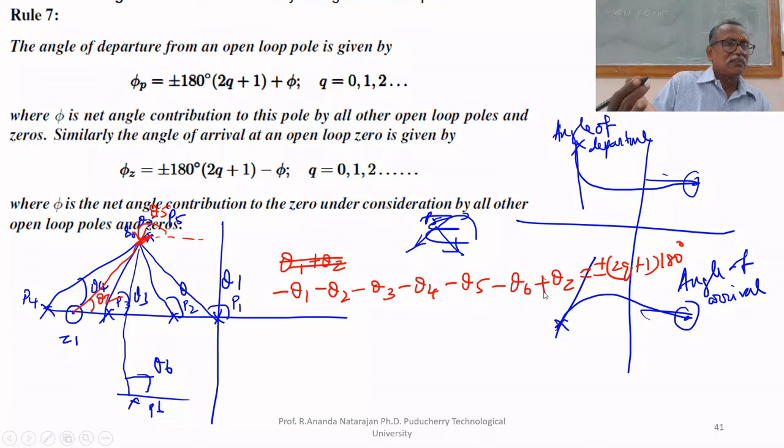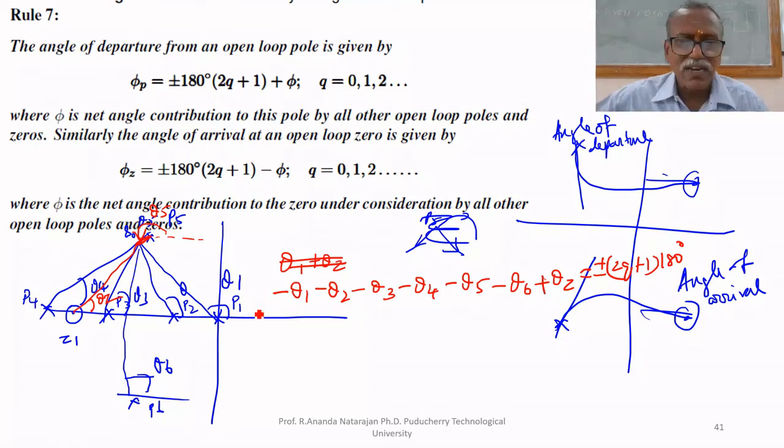Why did I put minus? Because these angles are for the denominator polynomial. Theta 1, theta 2, theta 3 up to theta 6 are for the denominator polynomial, that's why minus. Theta Z is for the numerator, that's why plus. If you add all this, that must be equal to (2q plus 1) multiplied by 180.